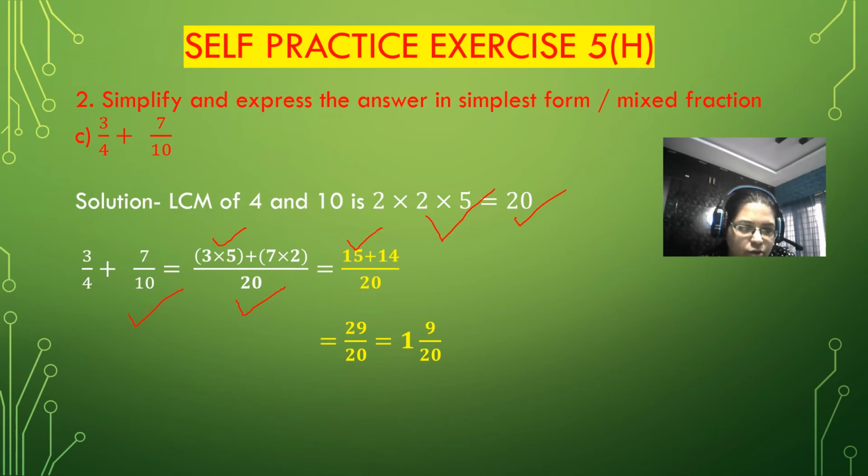Then divide 20 with denominator 10. We get 2. Multiply 2 with the numerator 7. 7 multiplied with 2 is 14. Now we get 15 plus 14 divided by 20. 15 plus 14 is 29. 29 divided by 20. Now we have to reduce this fraction.